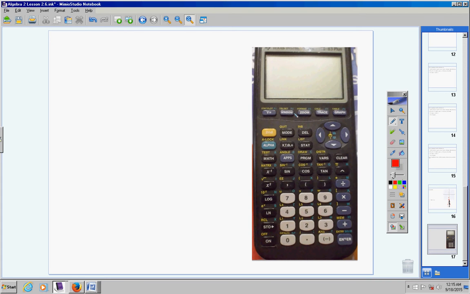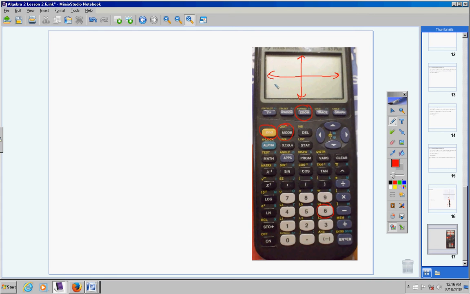So if you'll push zoom and then push the number 6, this will pop up on your screen, a coordinate plane, okay? Now if you're having problems with that, hit second, quit, and start all over again. Hit zoom, and up will pop your options.